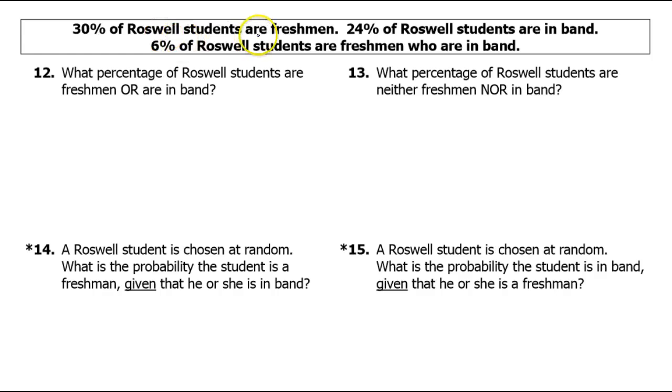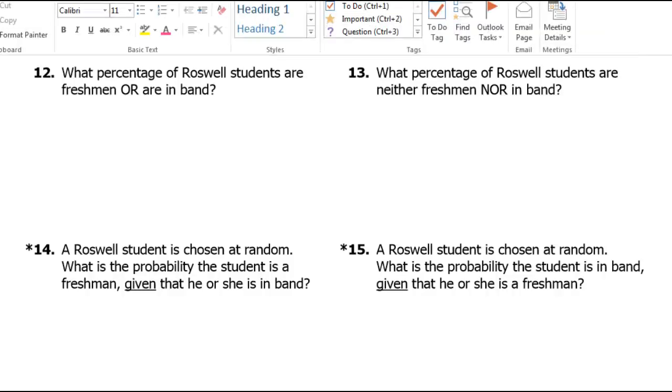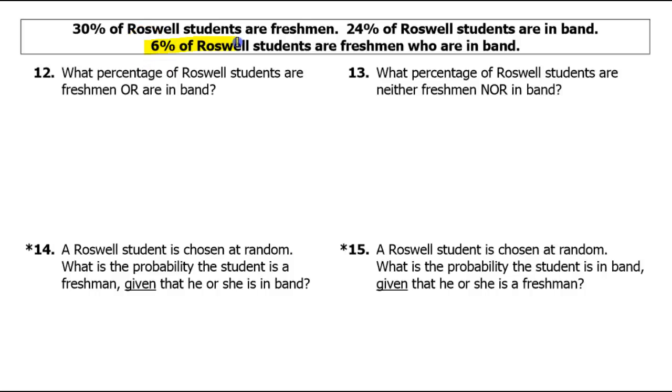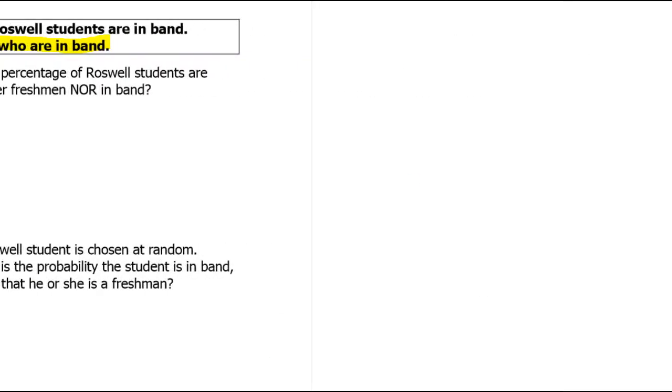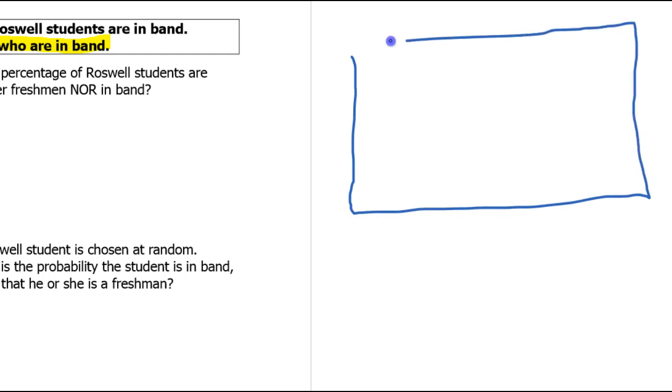30% of Roswell students are freshmen. 24% are in band. 6% are freshmen who are in band. Well, guess what? That last thing I said, that's going to be the overlapping part of the Venn diagram, because we're talking about people that are in both groups, freshmen and in band. So the main thing that you need to do when you're making a Venn diagram is fill in the numbers for the overlapping part first, so you can avoid that giant mistake that students make all the time.